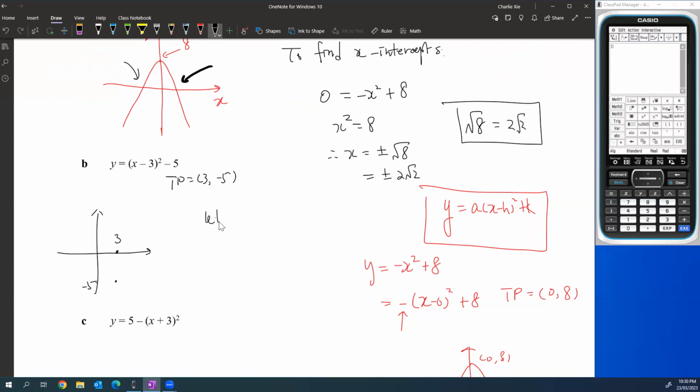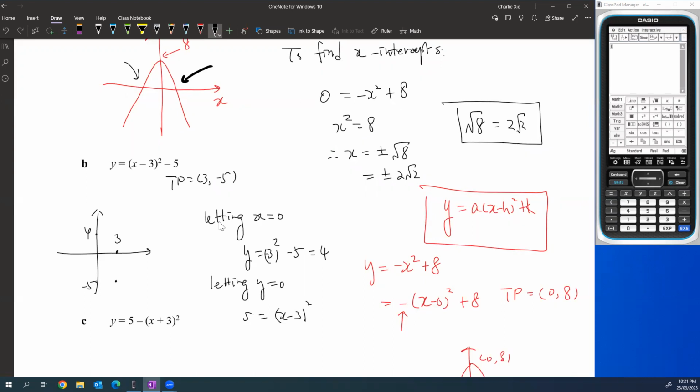Letting x equals 0, y equals negative 3 bracket squared minus 5. Negative 3 squared is the same as 3 squared, but let's make it consistent. That's 9 minus 5, 4. So when x equals 0, y equals 4. To find your x-intercept, let y equal 0.